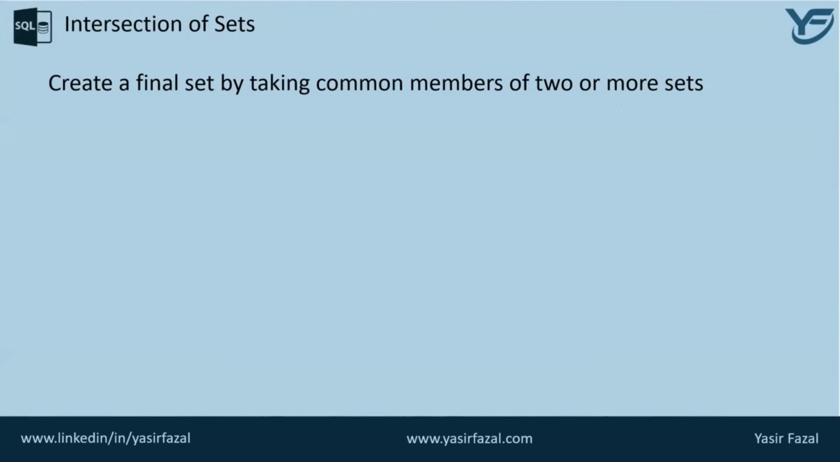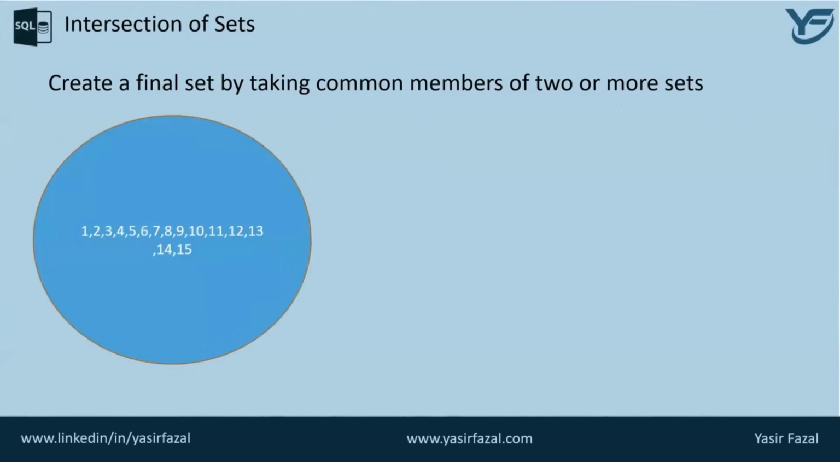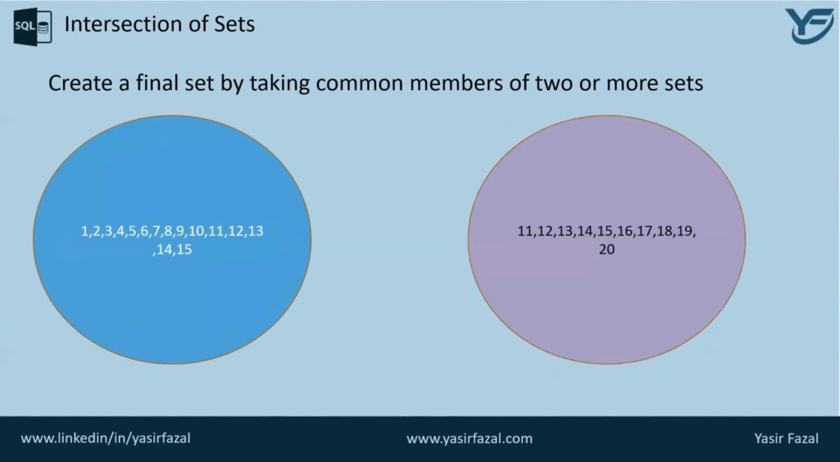So how will the intersection happen? Let's see. Suppose I have one set which contains the real numbers from 1 to 15, and another set which contains the real numbers 11 to 20. What I'm going to do is take the common elements between these two sets and create a set which will be the resultant set, or the intersection of these two sets. So the answer is A intersection B equals 11, 12, 13, 14, and 15.